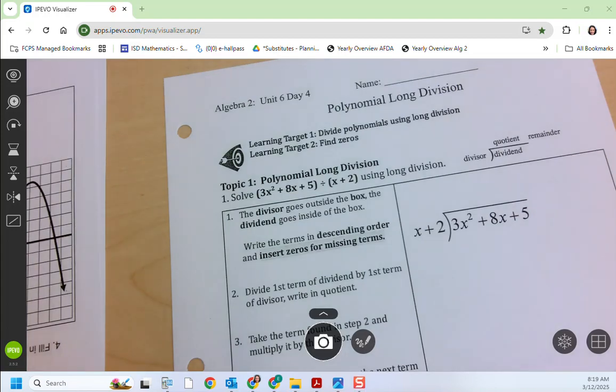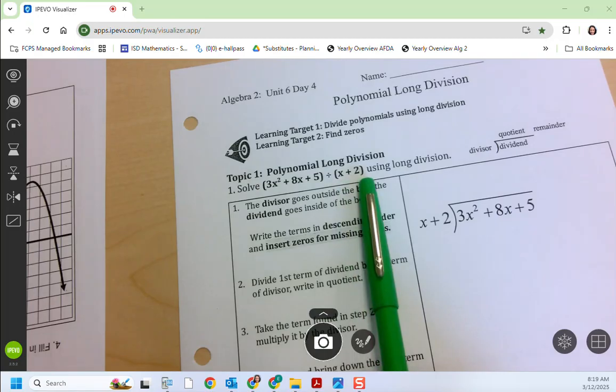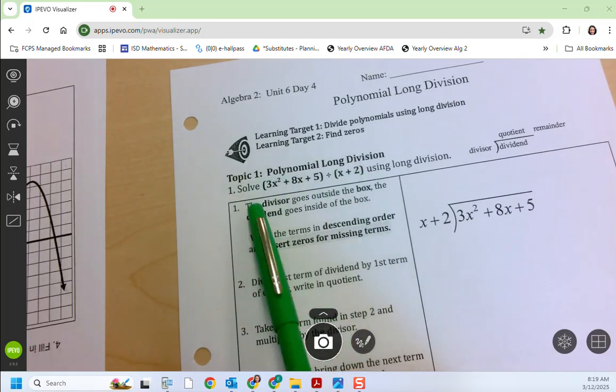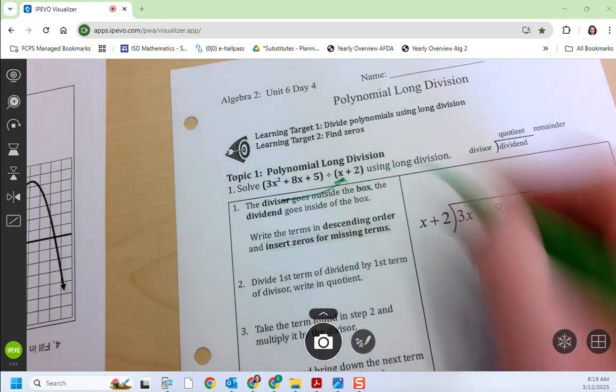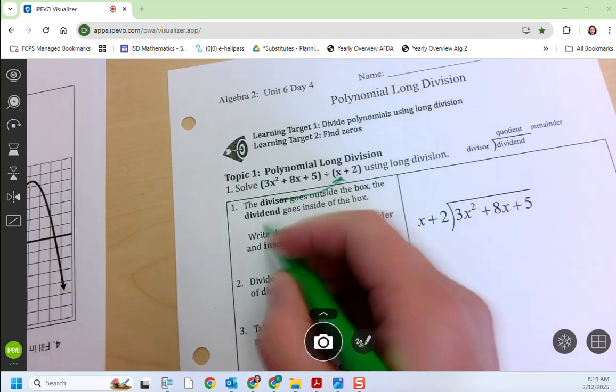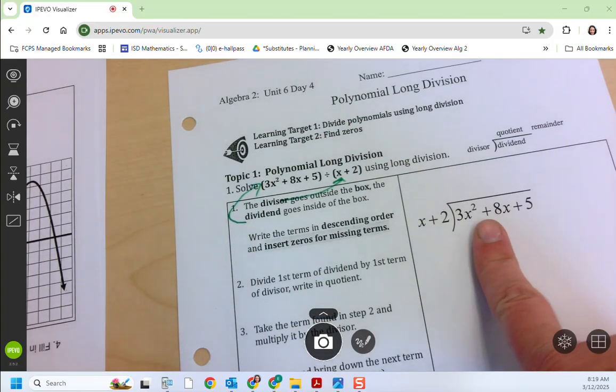Okay, so here we go. Polynomial long division works just like the example we did with regular long division. So if I'm asked to divide these two, the divisor goes outside the box. This is your divisor, and it went outside the box. The dividend goes inside the box, right there.